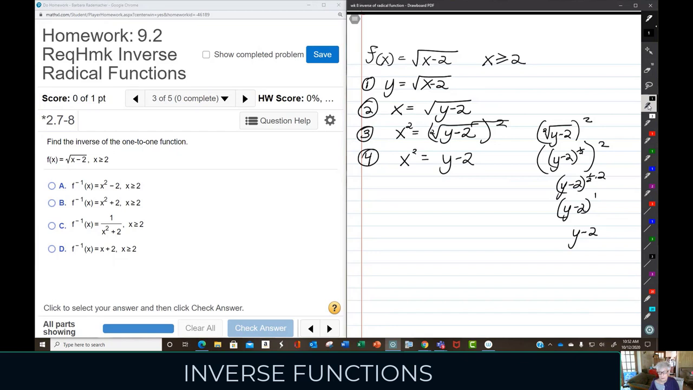So, going back here, that's not 4, that's just line 4. Where this is still all part of 3, I need to solve for y. So I'll add 2 to both sides. Now step 4. We're going to keep our mouths shut for a minute.